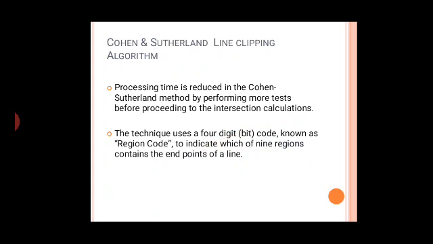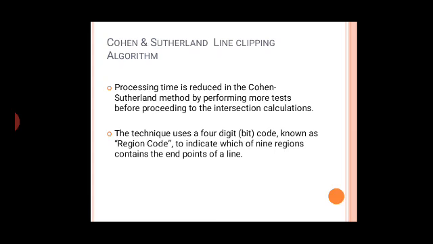In this algorithm we are going to reduce the time required to find the intersection points so that we can clip a particular line. This time is reduced by performing a number of tests before going for the intersection point calculation. This algorithm uses a technique of a 4-digit code called the region code to indicate which of the 9 regions contains the endpoints of a particular line. It means we are going to find the region where the endpoints of a particular line are present.